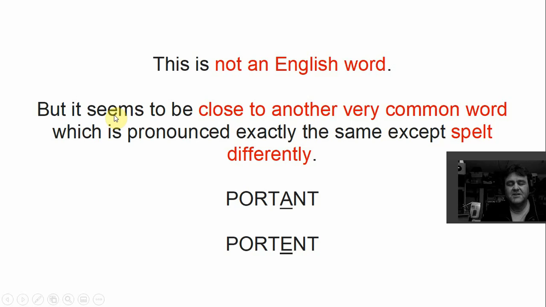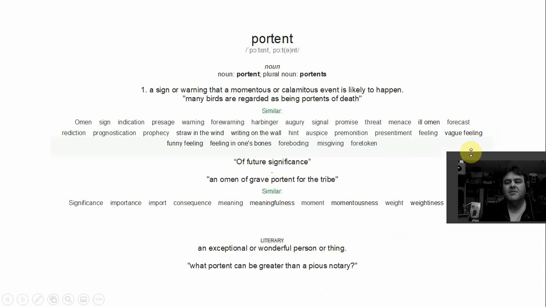You search for it, it comes up, says it doesn't exist, but it might refer you to the ENT. Right? Because it's a very common word that sounds the same: portent. I looked up the word portent and then I see a whole heap of stuff here, lots of similes and a couple of different contextual uses of the word.